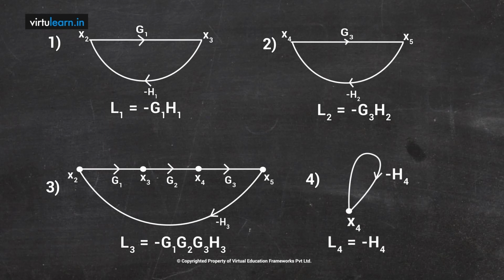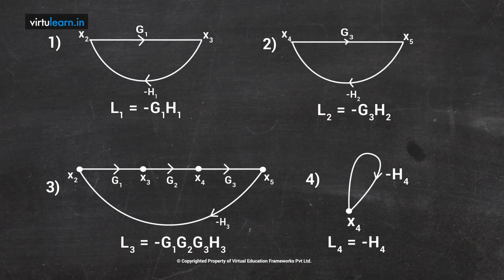Therefore, how many individual loops do we have? We have got all four listed here: 1, 2, 3, 4. Four individual loops. We already saw the forward paths, two forward paths. So forward paths, individual loops. Next is how to find non-touching pairs.